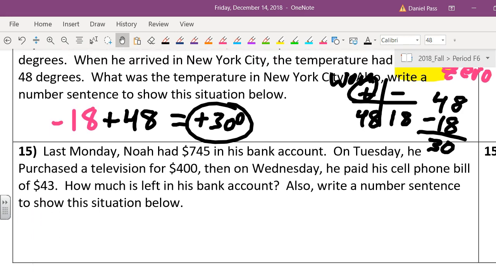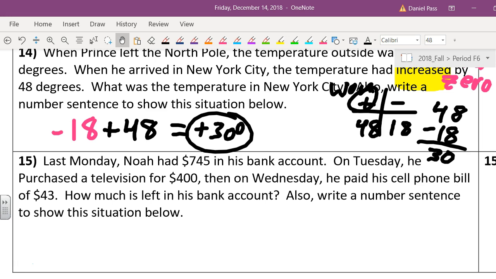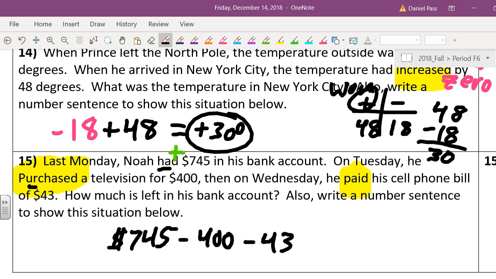Alright, last one. Okay, last Monday, Noah had $745 in his bank account. That's positive. On Tuesday, he purchased a television for $400. Purchase, is that positive or negative? That's negative because the money's gonna come out of his account. Make sure you're writing this down. All right, so negative 400. Then on Wednesday he paid. Okay, if he paid, is that gonna be positive or negative for him? Negative, right? So I'm gonna put a negative for $43 also. So 745 minus 400. Minus 43, right?